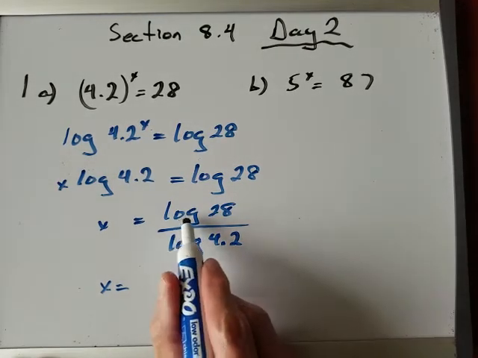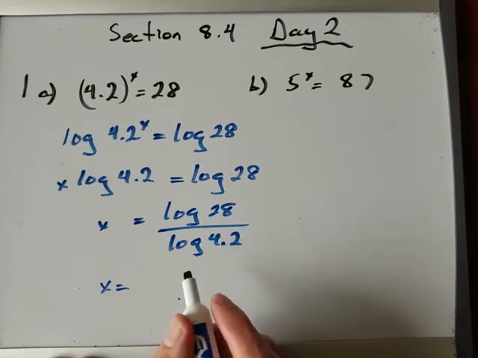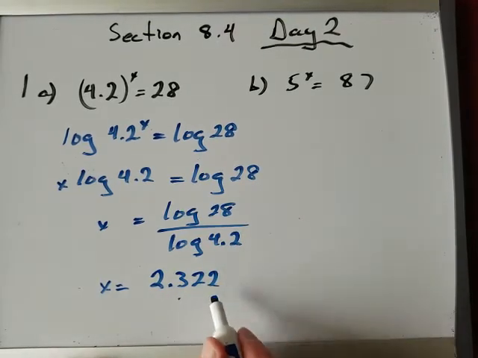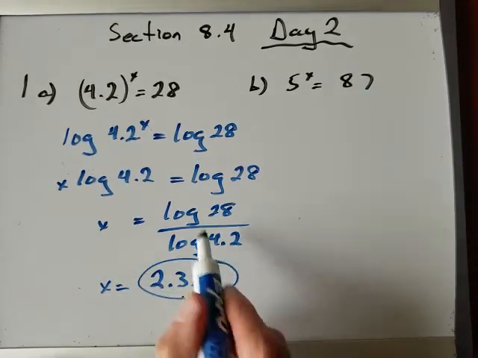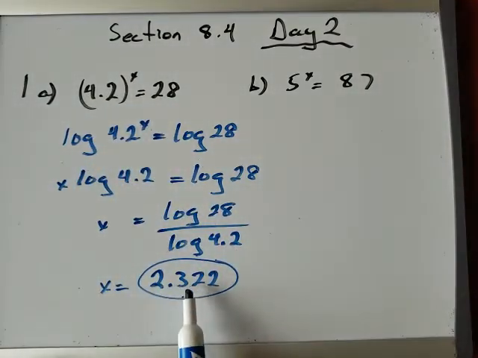If you type in log 28, divided by log 4.2, what you would see is 2.322, and then more decimals. We'll just go to 3 decimal places. That's what you do in advanced placement calculus anyway. This is our solution. If we took this and put it in for x, when 4.2 is raised to the power of 2.322, it would come out pretty darn close to 28. It's not perfect because we rounded a bit. That is a useful application of logarithms.